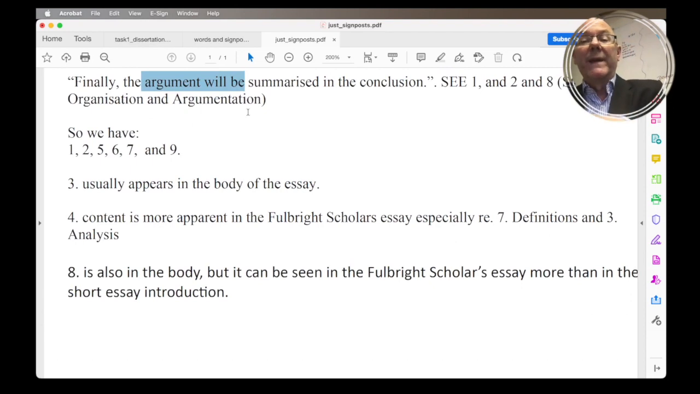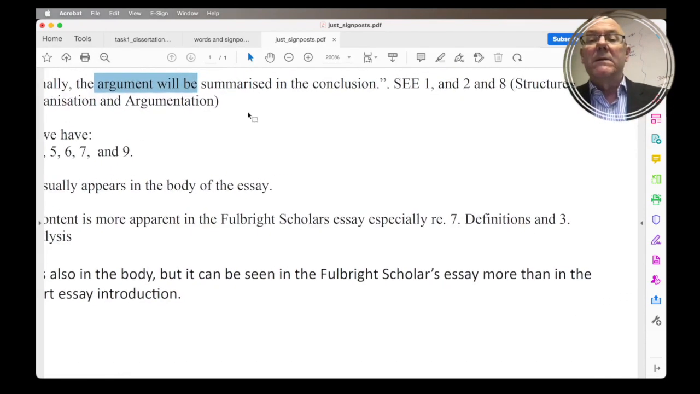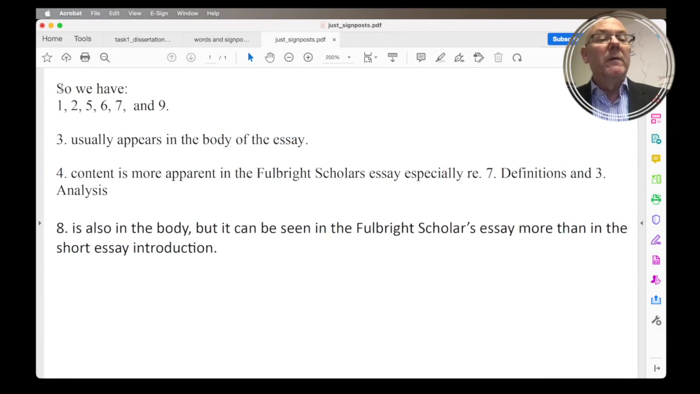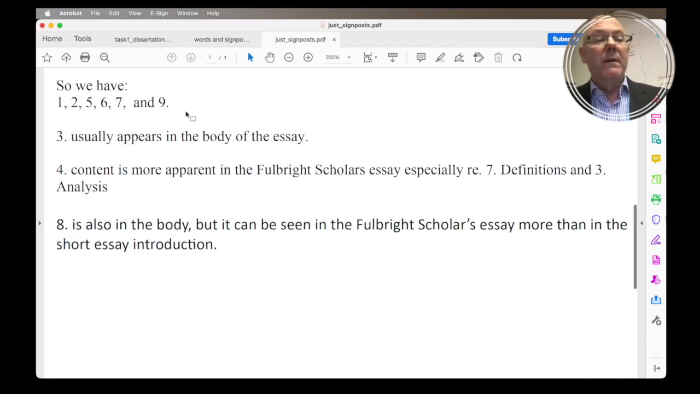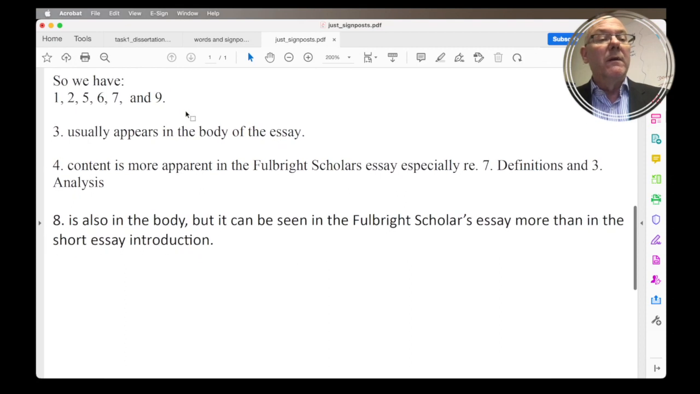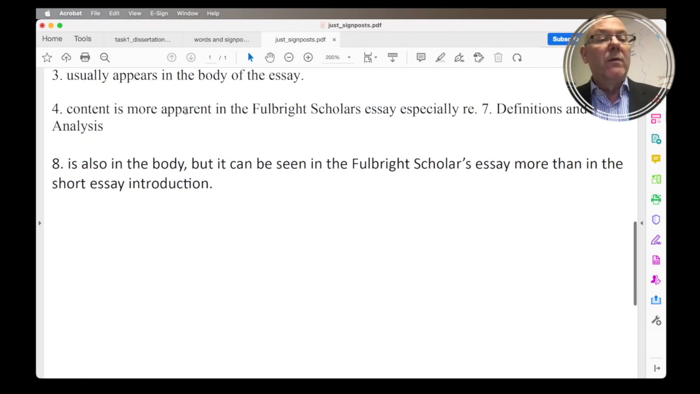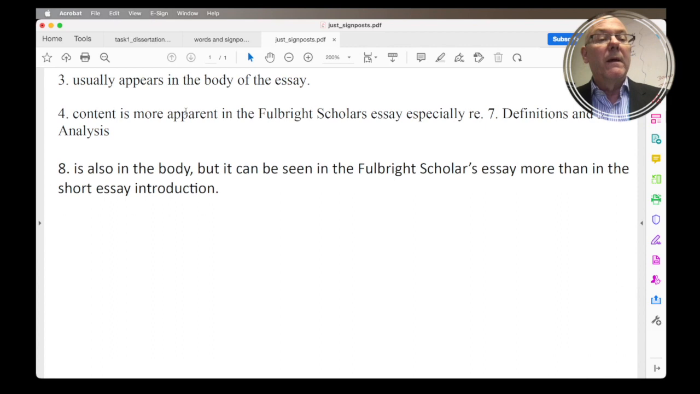This is 1, 2 and 8, in the sense that 1 and 2 relate to structure and organisation, and 8 relates to argumentation. And so in terms of finding the 9 characteristics, we found 1, 2, 5, 6, 7 and 9 in the exercise above. In terms of ones that are missing, 3, which is missing, usually appears in the body of the literature, so that's analysis. 4 is content, and that's more apparent in the Fulbright Scholars essay.